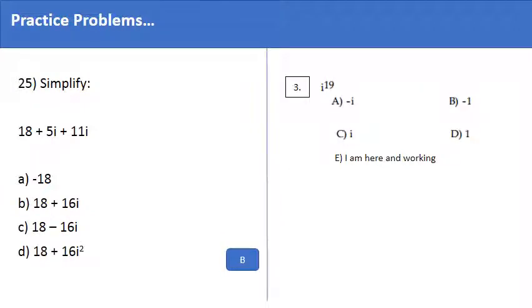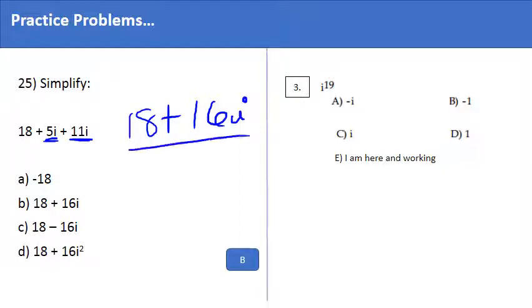Next, we're going to simplify. Now notice you can only add or subtract like terms. So our like terms here would be the i numbers. We have 5i plus 11i. That gives me 18 plus, now that 5i plus 11i gives me 16i. So 18 plus 16i is choice B.